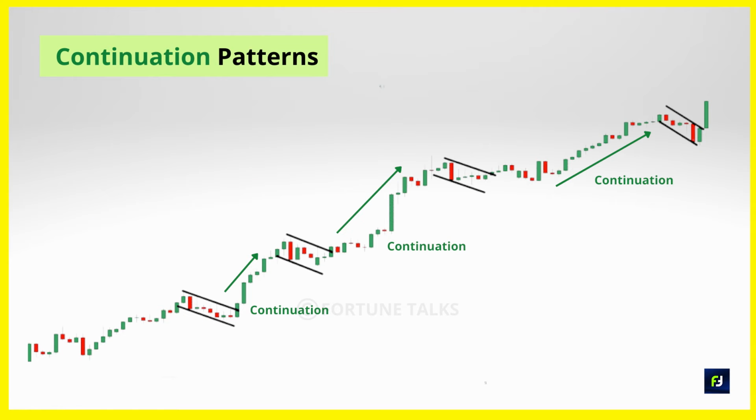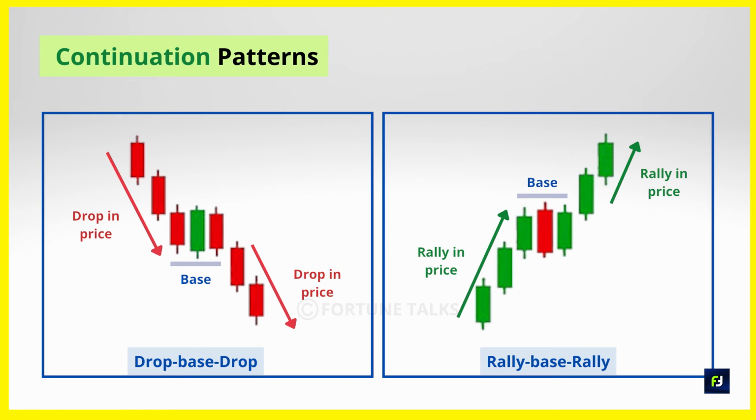The second category includes continuation patterns, which actually signal a trend continuation. Here also, two price structures are formed. The first type is the drop base drop structure. In this structure, the price drops and then it forms a base structure and then it continues moving down, breaking through the base. And the second structure is a rally base rally. Here, the price rallies up at first and then it forms a base structure which will then continue moving up, forming another rally. Now, these continuation patterns are found inside the trend.